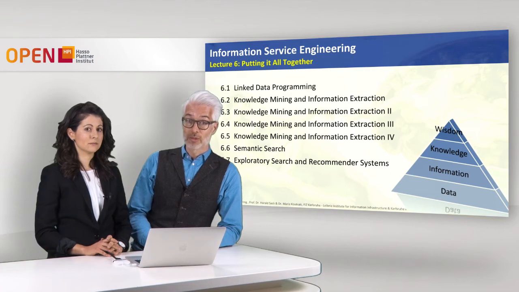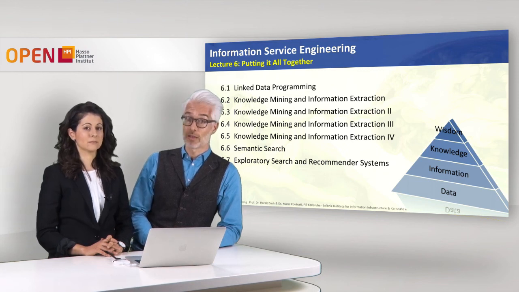Exploratory search systems are closely related to recommender systems. This means besides giving you perfect and exact answers to your query, they are also providing information on what could also be of interest for you, which is nearby, which is similar. So there is a close relationship between exploratory search and recommender systems.